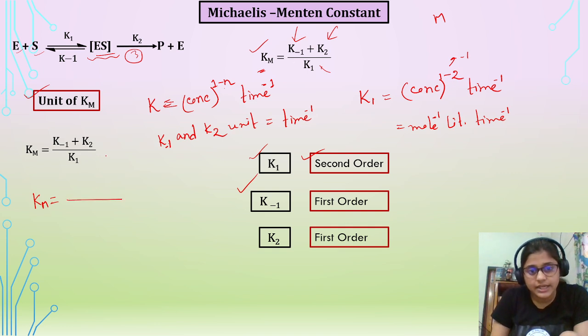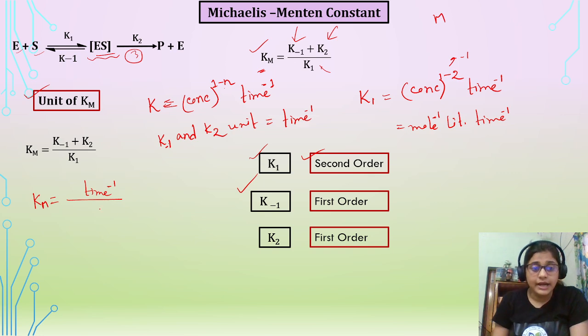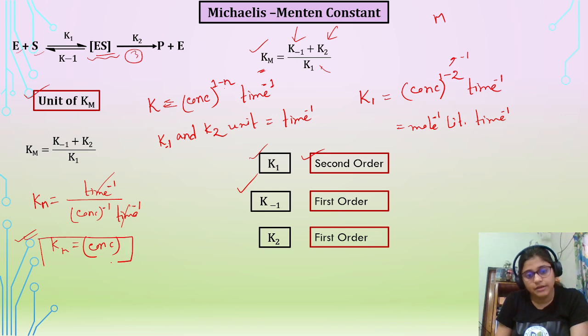So K inverse and K2 both are time inverse, so we can write these as an addition. Terms with the same unit can be added, and K1 unit is concentration to the power minus 1 and time inverse, both inverse. Okay, so time inverse will be gone, and concentration inverse will be below. So Km unit will be concentration only. Fine, this is also very important, you have to keep that in your mind.